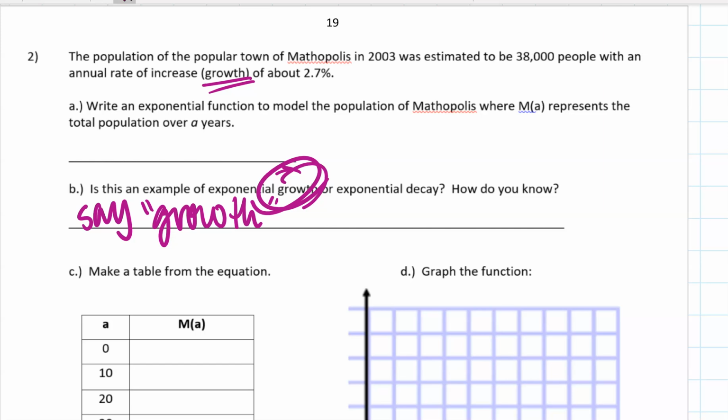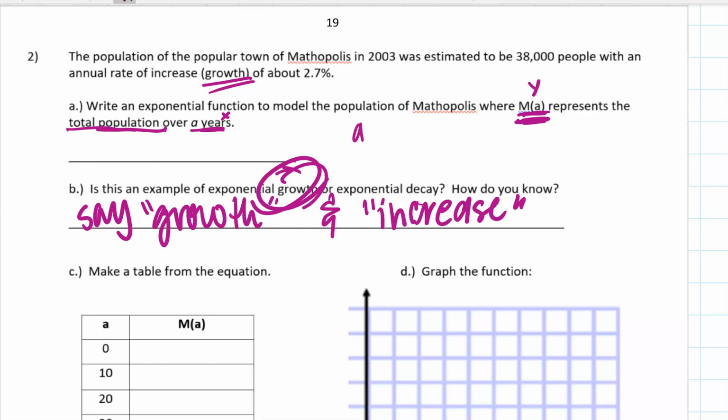The other indicator is the word increase. Okay. So we'll go back to part A, write an exponential function to model the situation. So it's saying M of A represents the total population, and A is our number of years. So really, this is our Y value, and the number of years is our X value. So when we go to graph, hopefully that won't be confusing for you.